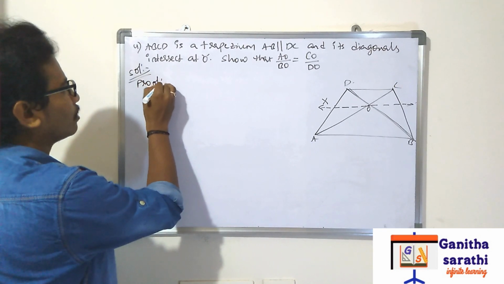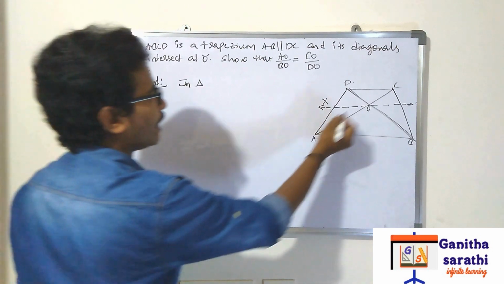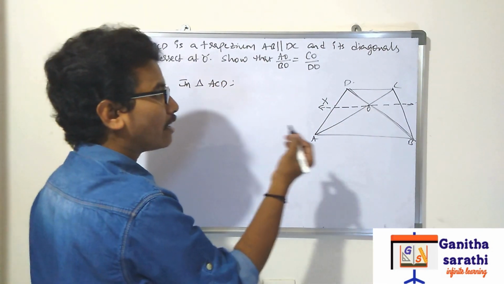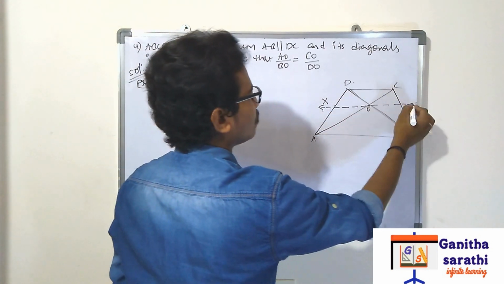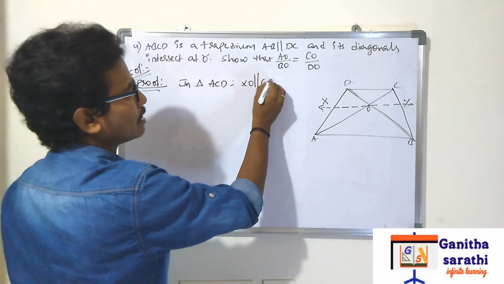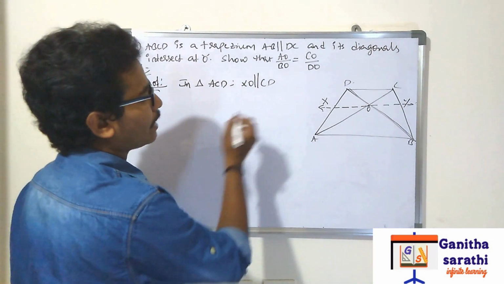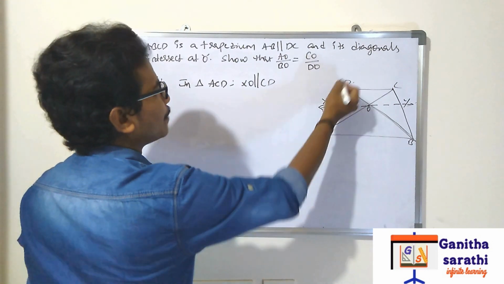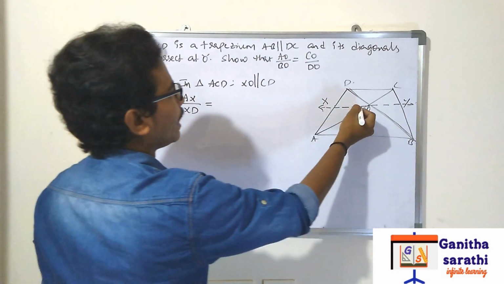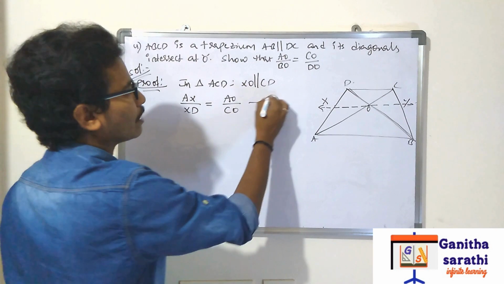See the proof now. So what will the proof be? First I am taking triangle ACD. Same process. In triangle ACD, what is the parallel line? XY is parallel to CD. If XY is parallel to CD, then how can we write the values? AX by XD is equal to AO by CO, right? Take it as equation number 1.